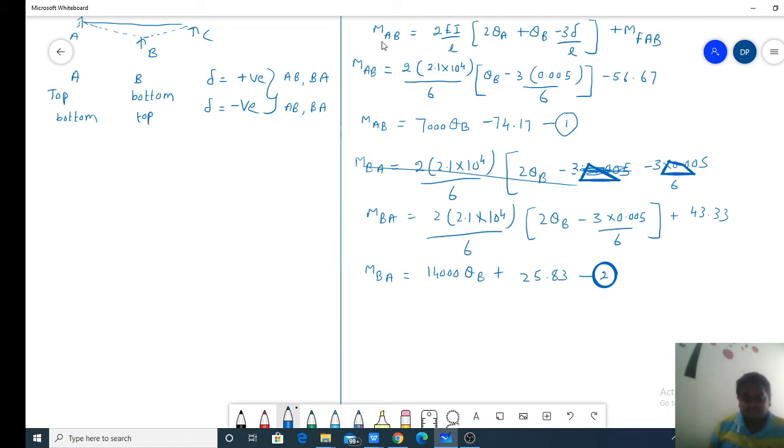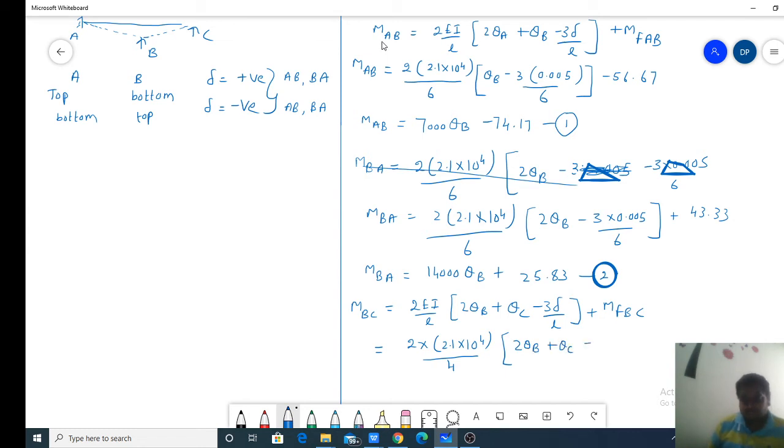Now similarly you need to solve for MBC. Now when I am solving for MBC, here 2EI upon L, right, into 2 theta B plus theta C minus 3 delta upon L and plus MFBC. Now here 2 into EI will be the same, 2.1 into 10 raised to 4. And what about L? L is I think 4, right? Here 2 theta B you will be writing, theta C you will be writing.